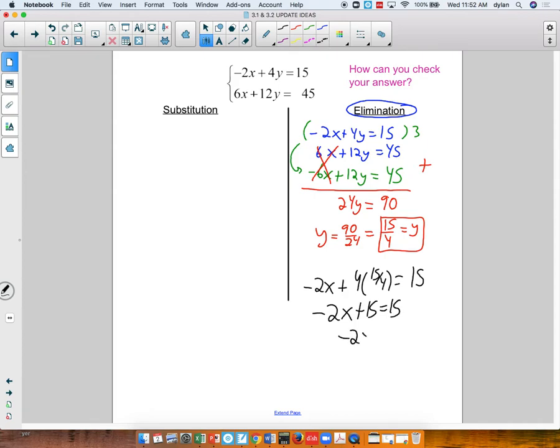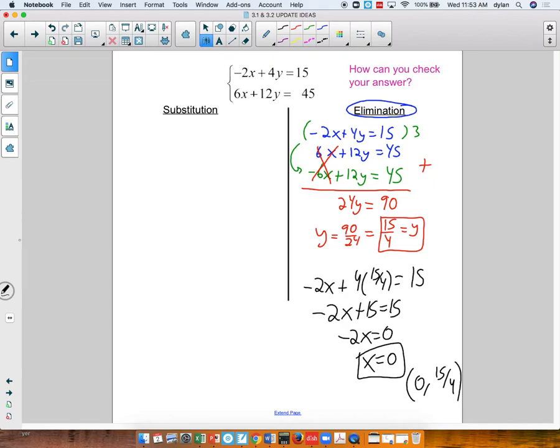Which means that negative 2x equals 0, and x also equals 0 for this problem. So our solution to this problem is y equals 15 fourths and x equals 0, which you can write as a single point, (0, 15 fourths), which means in this case, our lines will actually intersect on the y-axis.